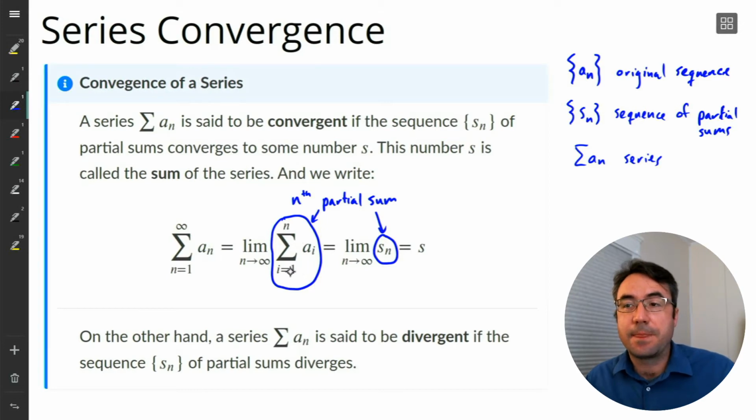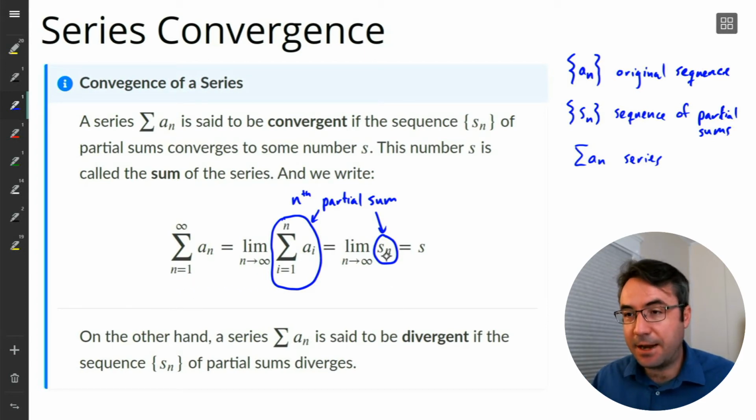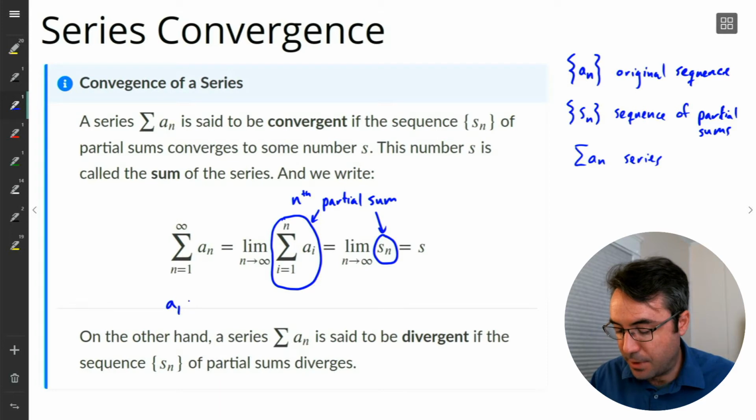We're seeing our partial sum here. So we're adding up a1, a2, up through an, and then we're doing the limit of that as n goes to infinity. And if we get a number out, well then the sequence of partial sums converges, and then that's actually what the sum of this series is. So sometimes we also write, if we want to write this out, we can also express this as a1 plus a2 plus a3 plus ... up through an, and then we keep going.